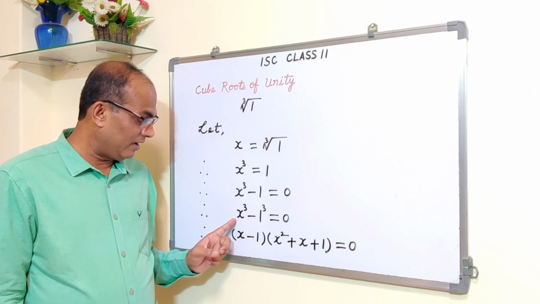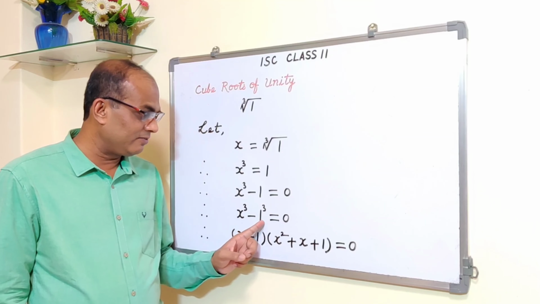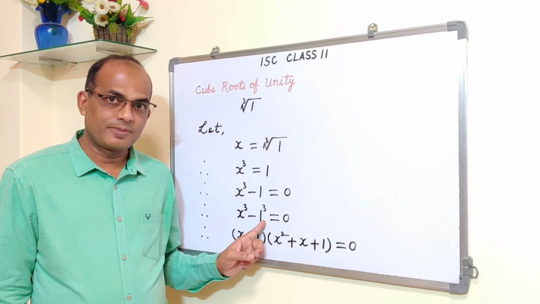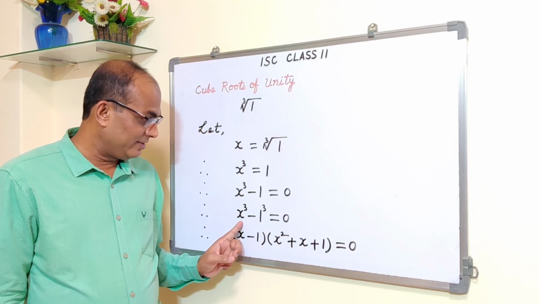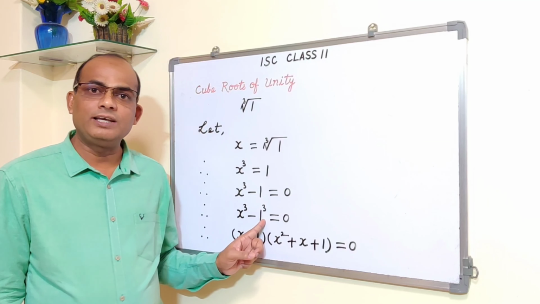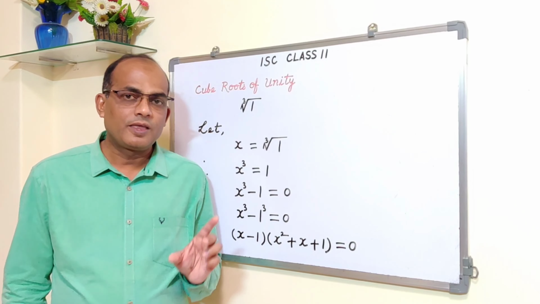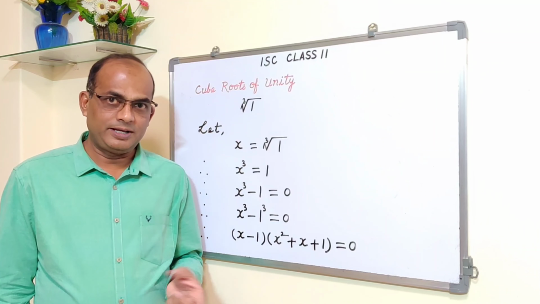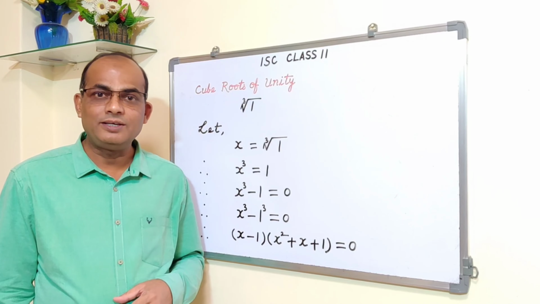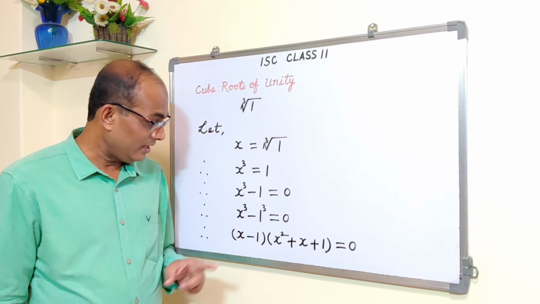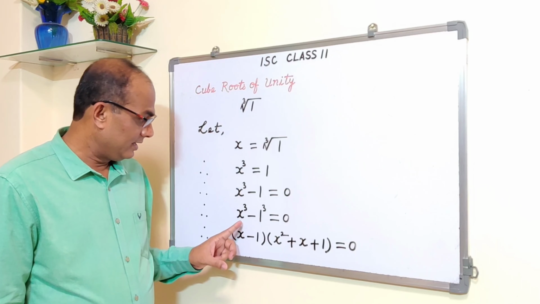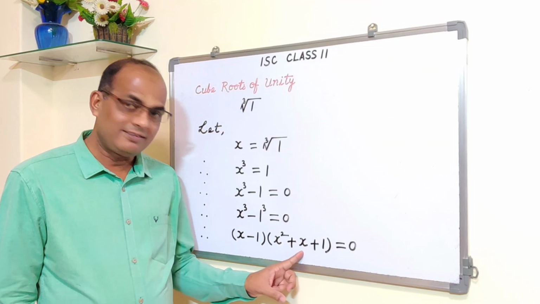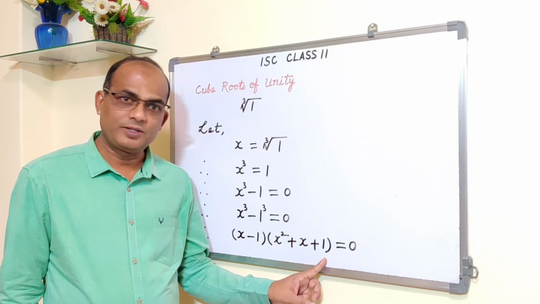Now we have x cube minus 1 cube, where we can apply the formula of a cube minus b cube. Alright, so now this is a cube minus b cube and the formula is a cube minus b cube is equal to, in one bracket, a minus b, and then another bracket, a square plus ab plus b square. So that formula I am applying here. The formula you can write down here.